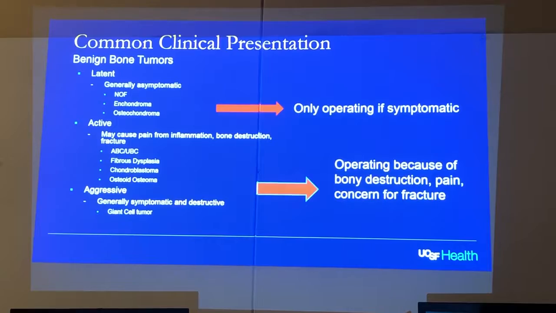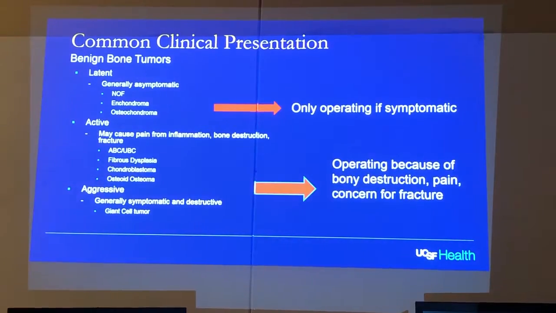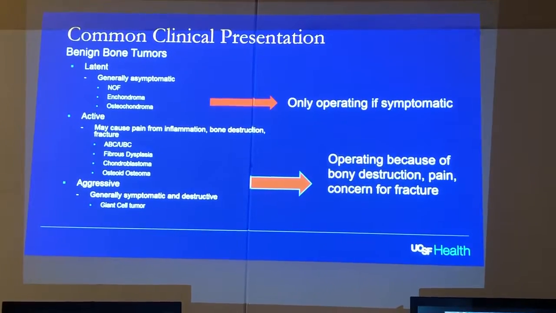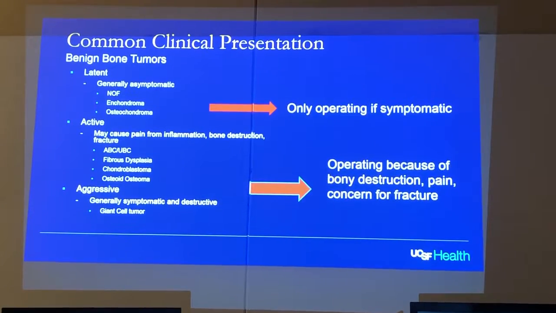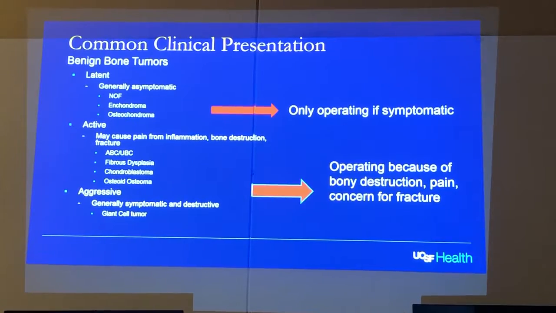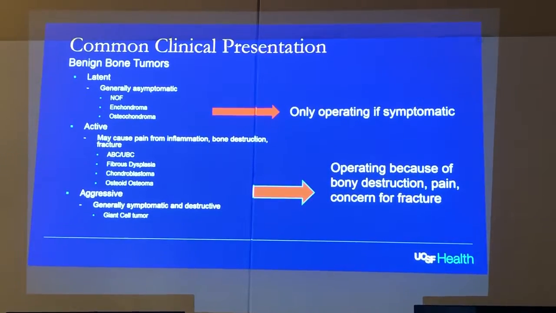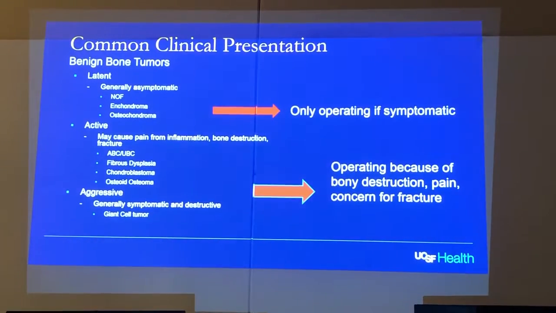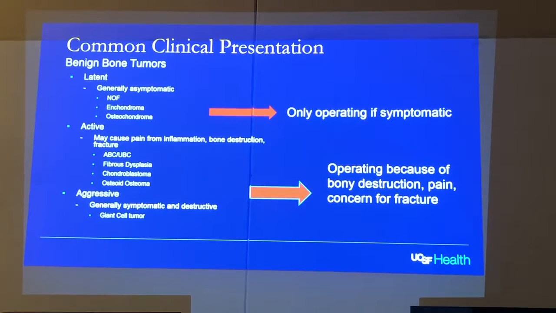We categorize these in three different categories. Latent is basically saying inactive. These are benign bone tumors that we think, based on imaging and the patient's symptoms, have been there for a long time. They're not growing, they're not changing. The only time we operate on these is if we actually think they're symptomatic, so if we've ruled out every other cause of pain. Occasionally we do operate on these, but most of these patients are just seeing us for follow-up in the office.